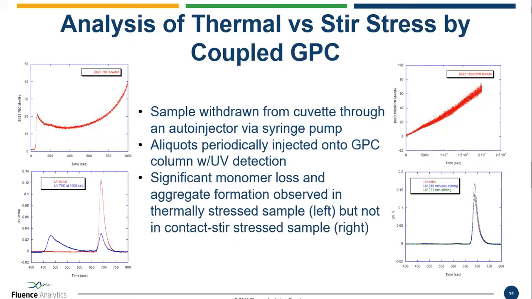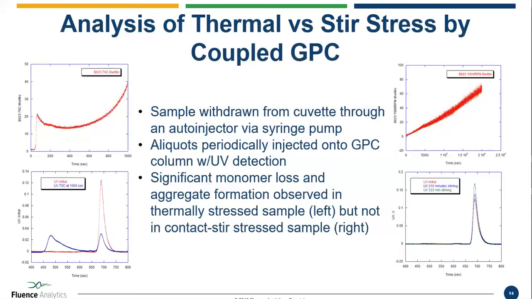If you look on both the top left and the top right, these are the ARGEN generated plots of the aggregation profiles. On the left is the thermal stress, so it's a monoclonal antibody held at 70 degrees C. On the right is the same antibody being stirred at 1,000 RPM via contact stir stress. And you can see that they both have a significant amount of aggregation occurring via the ARGEN signal.